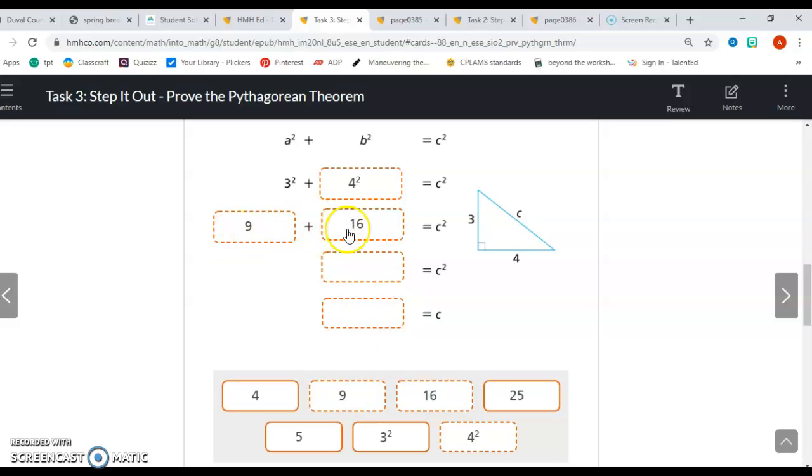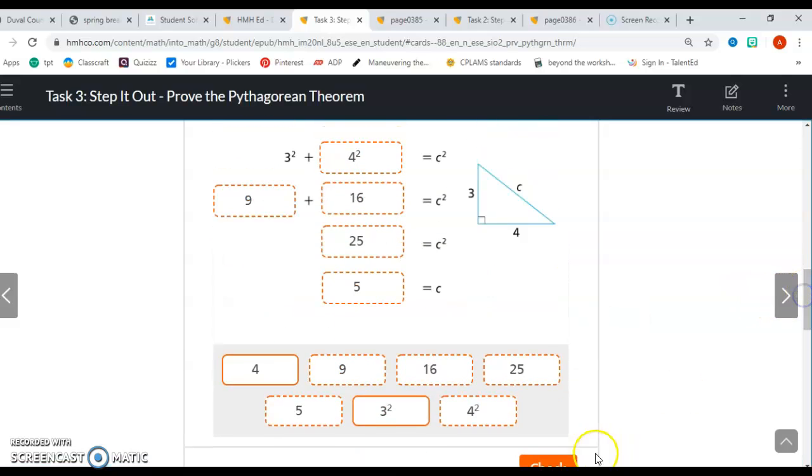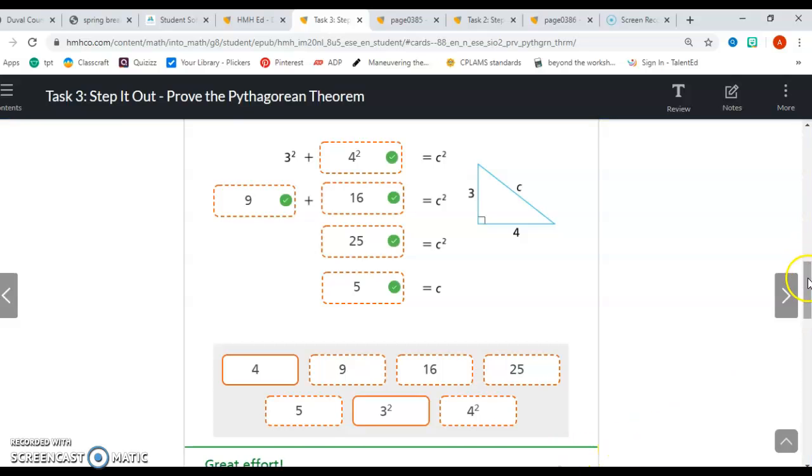I know if I add 9 plus 16, I get 25. Don't forget, the last step is to always take the square root. Thankfully, 25 is a perfect square, so the square root of 25 is 5. That tells me that the measurement of the hypotenuse is 5.